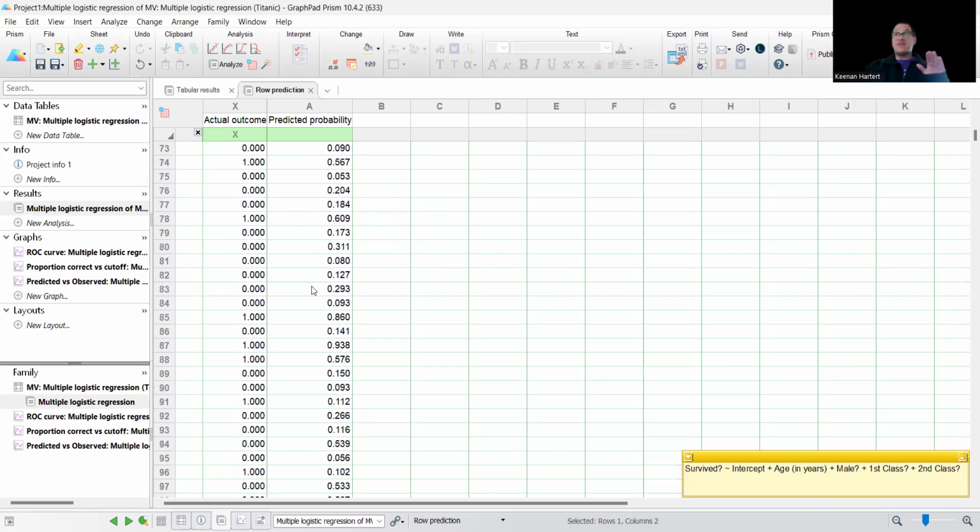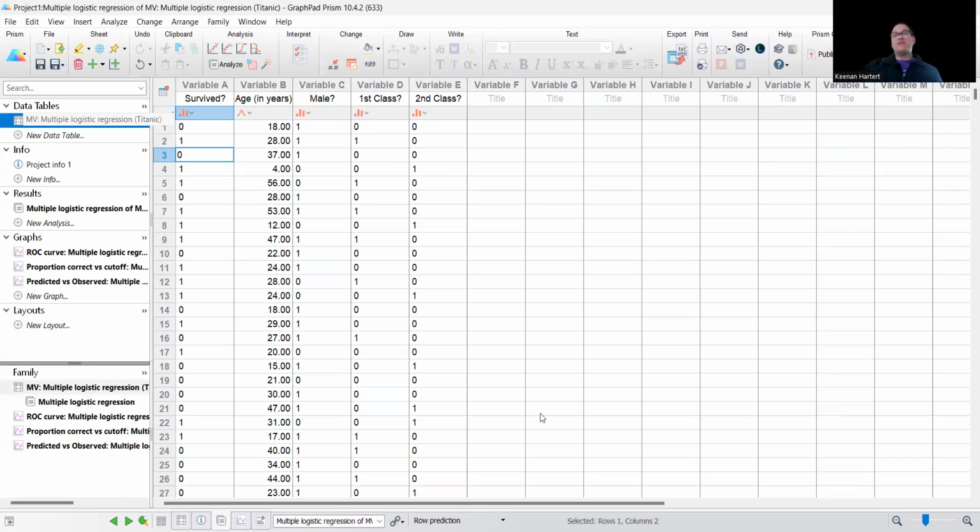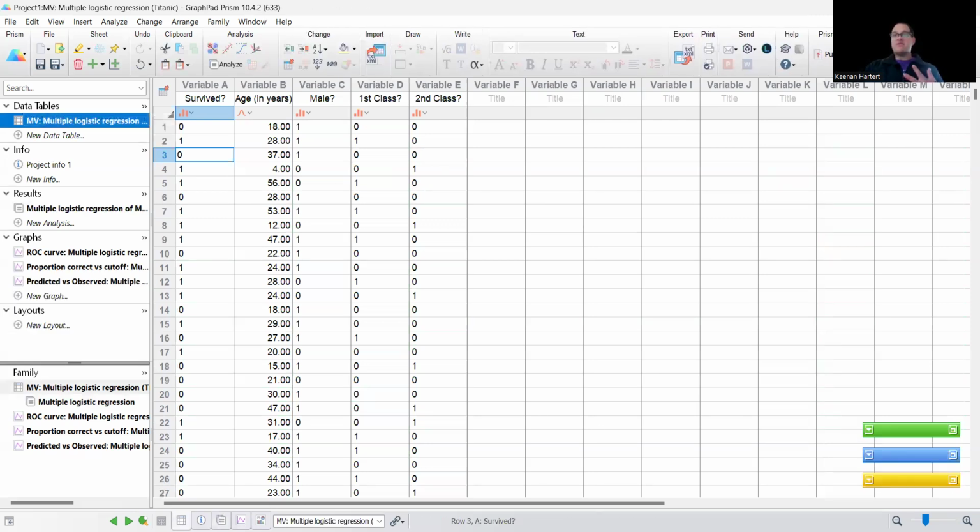But this is really neat. Again, I can use this in cancer research. I use this in education research for pass fails, stuff like that. So a really great tool and another capability of Prism's new multivariable setups.